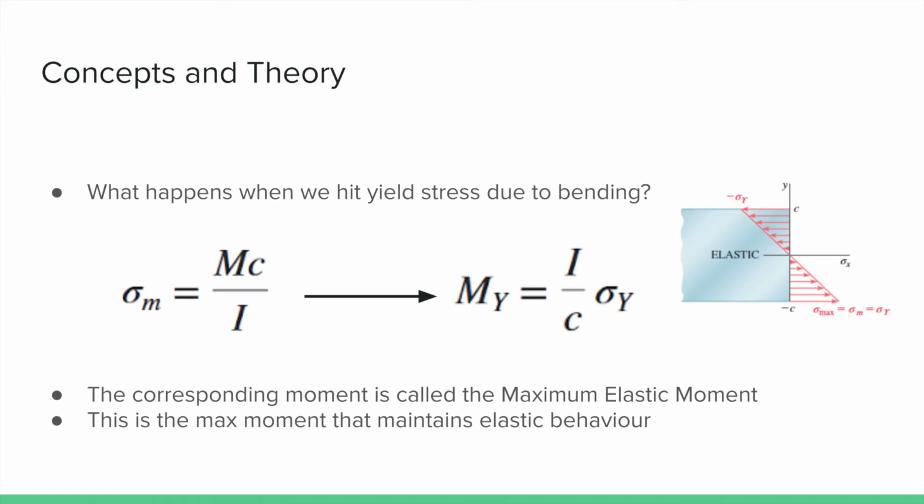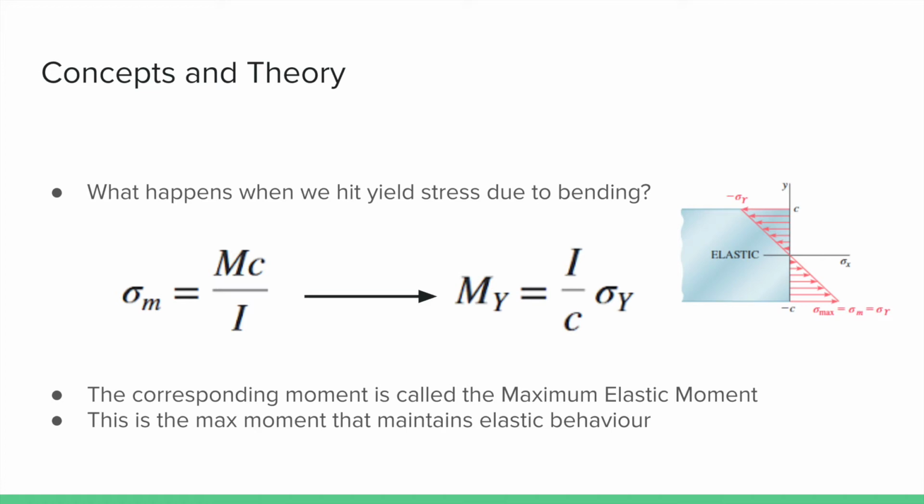So I'm going to assume that we have a rectangular cross-section, and the max stress in this cross-section is equal to the yield stress of the material, just like we have on the right-hand side. So naturally, we're wondering what moment does this occur at? What moment do we have the max stress equal to the yield stress of the material?